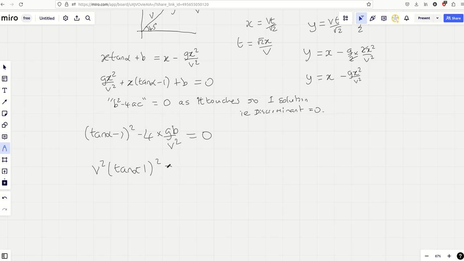And I'm going to move the 4GB to the other side as well, actually, because then I can just see what they need. Square root both sides. I'm going to get 2, I've square rooted that, root GB. But remember, when you square root, you get a plus or a minus. You get two answers there.